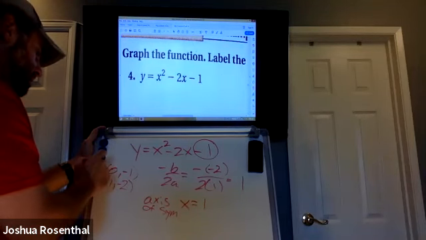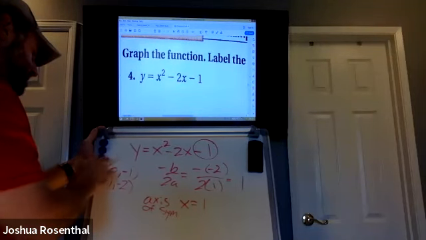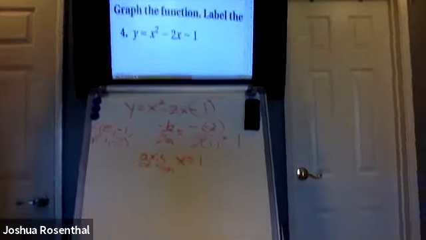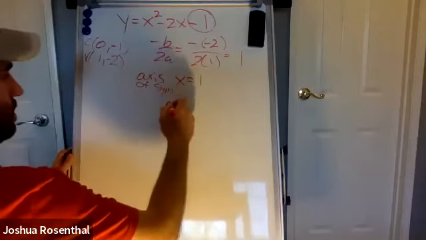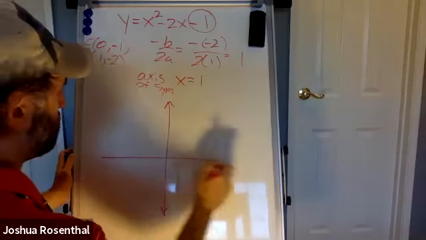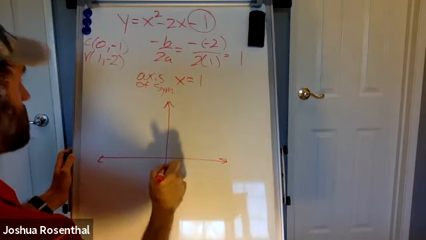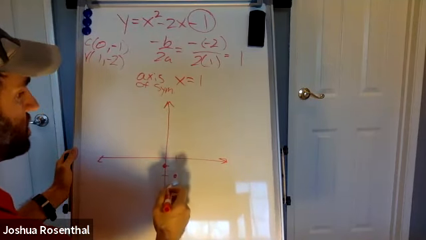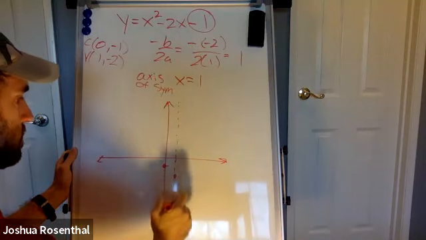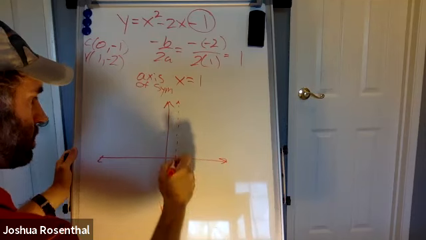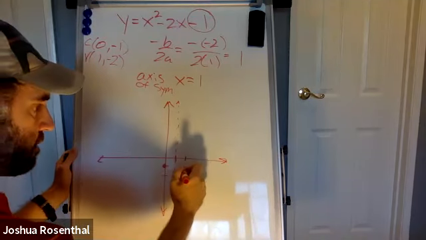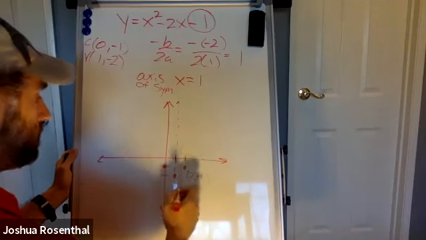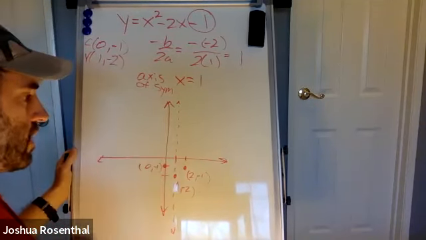This is the y-intercept. I'll call this C. So I found those two points, and I have the axis of symmetry. So I can go ahead and put those down into a graph right now. Zero, negative 1, there's my y-intercept. 1, negative 2, there's my vertex, and my axis of symmetry is x equals 1. I'm going to reflect this point over to here so that that's 2, negative 1. This is 1, negative 2. This is 0, negative 1. Okay, so I have those points.